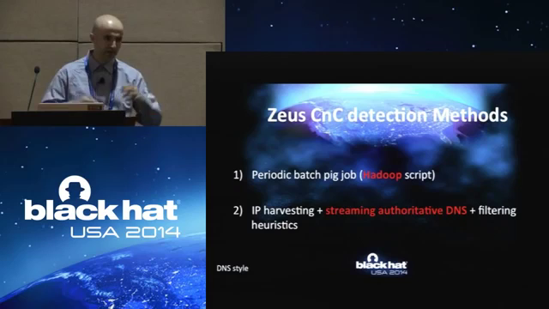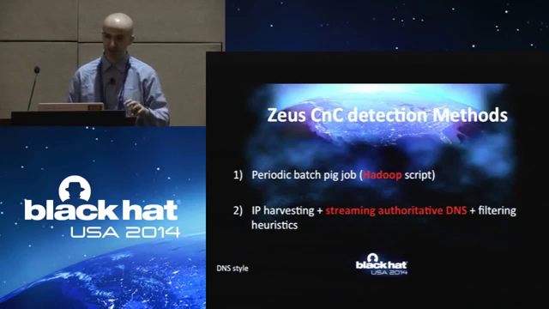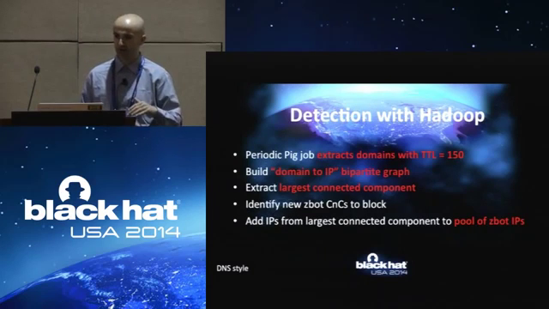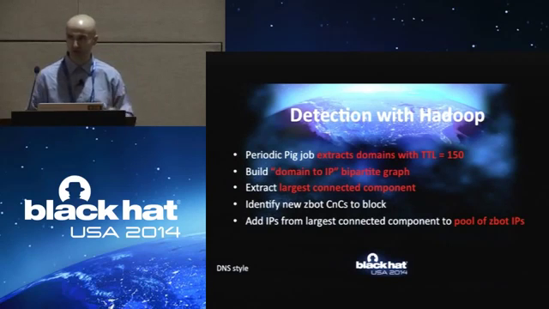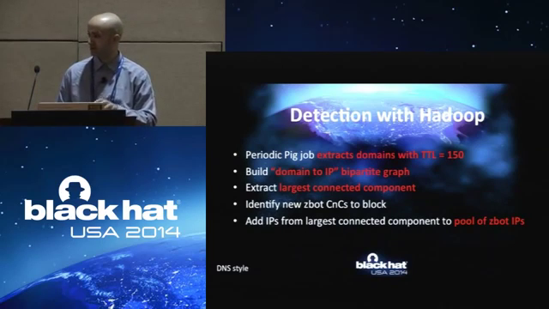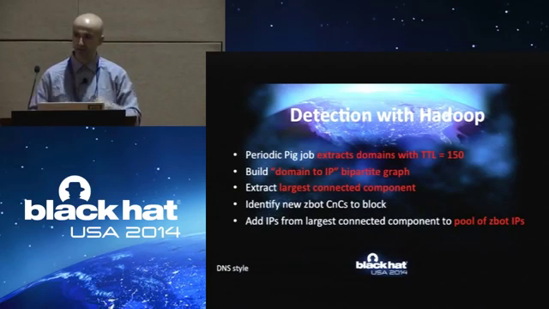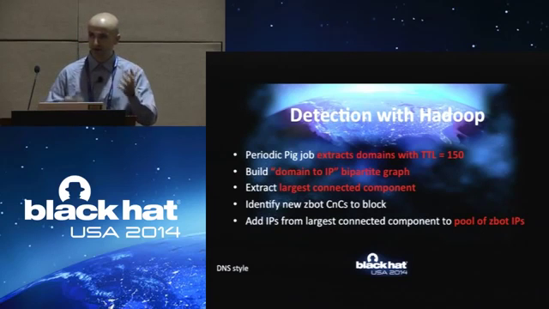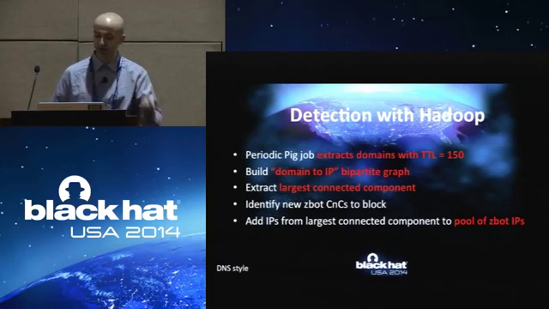Okay, so now let's talk about the methods we use to catch these. One is using Hadoop, and the other is using streaming authoritative DNS, provided you have certain filtering heuristics and a pool of IPs you're looking for. The Hadoop-based method takes a set of data that covers a certain time period. Then you extract the domains that are fast-flux with a TTL of 150 seconds. After that, you take the domains and IPs and build a bipartite graph, and from that you extract the largest connected component. With that, you have the domains and IPs living in that connected component. You add the IPs to the pool of IPs that will serve you later.